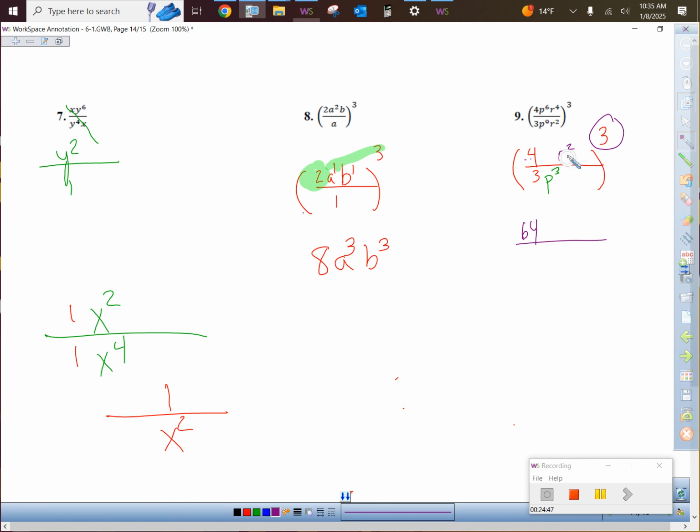Then r squared has to get cubed. This is where we got one of those rules from the front side. Should I add those bad boys, or should I multiply them when it's a power to a power multiplied? So that would be r to the 6. All right. 3 cubed, 27. And then p cubed, cubed. P to the 9th.